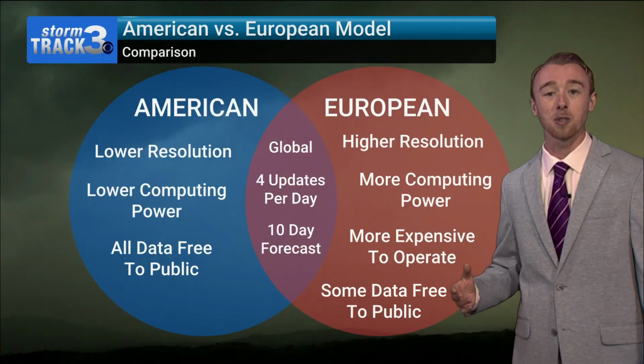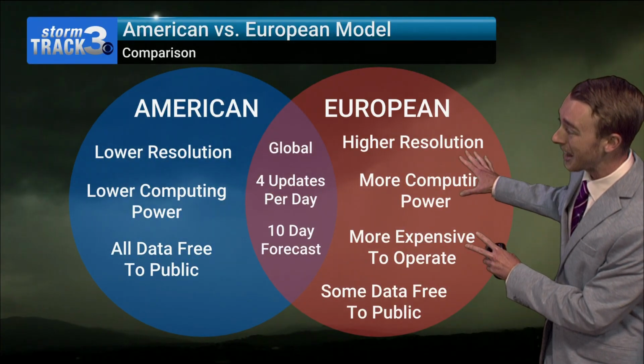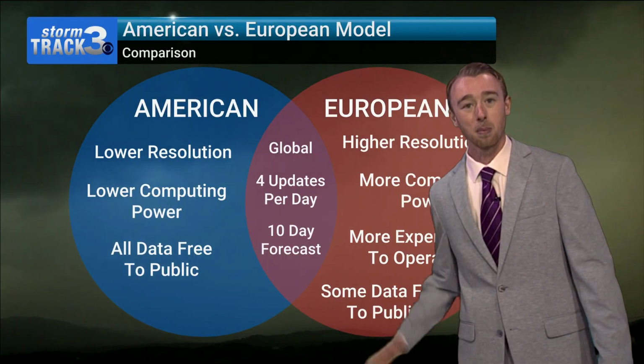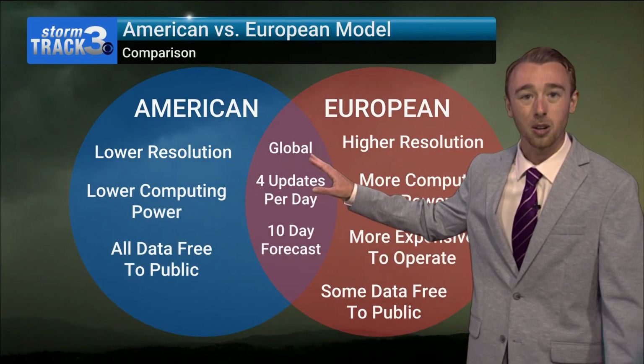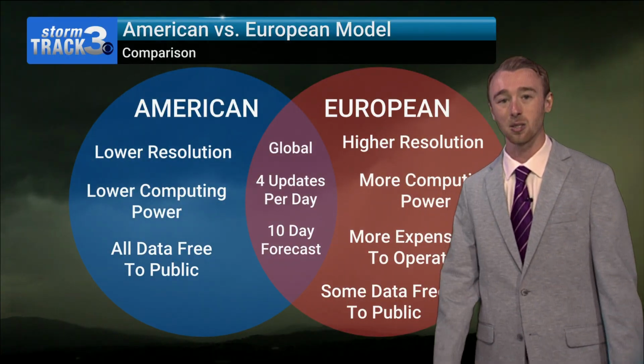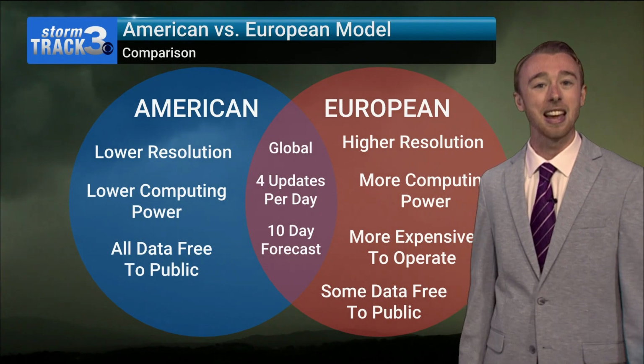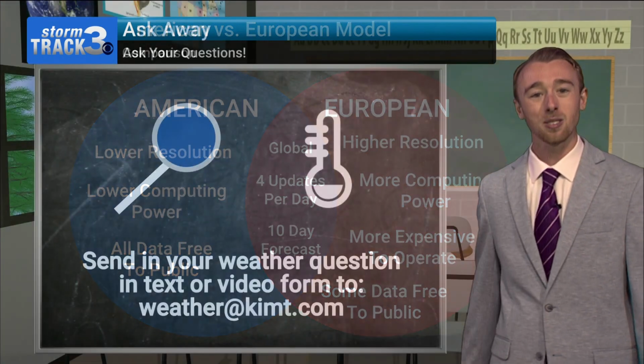Other data you have to pay for to help fund how much money it does take to run the European model. Both of these are a global scale. They update 4 times a day, and they give you a 10-day forecast. So it is very helpful in building out a forecast each and every day. So that's your answer to the question.